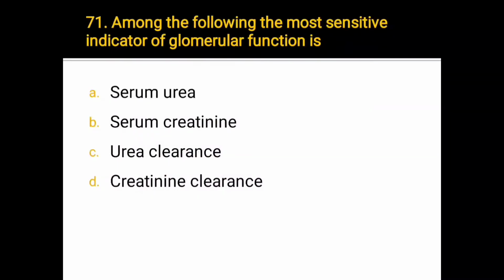Among the following, the most sensitive indicator of glomerular function is: A. Serum urea, B. Serum creatinine, C. Urea clearance, D. Creatinine clearance. Correct answer: D. Creatinine clearance.